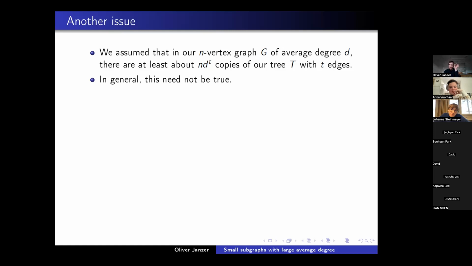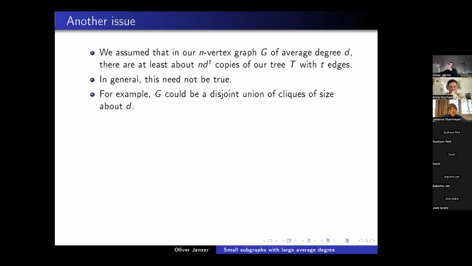So it actually can even happen that there is 0 copy of T in our graph, because G could be a disjoint union of cliques of size, say, D. So you have a clique of size D, a clique of size D, a clique of size D, a disjoint union of these. This graph has average degree D, because every vertex has degree D, but it does not contain any copy of the tree if T is bigger than D. If our tree has size bigger than D, then the tree just doesn't fit in any of these cliques. So we look at 0 copies of T. That's a big problem because we need lots of copies.